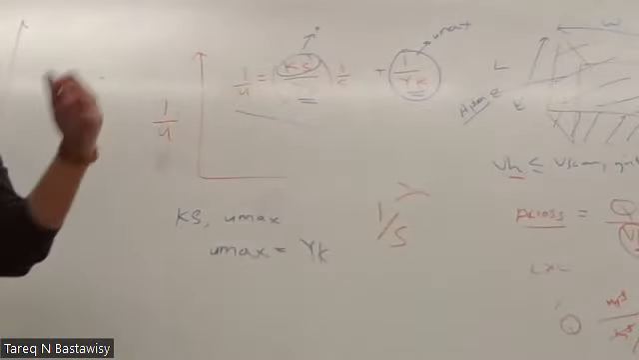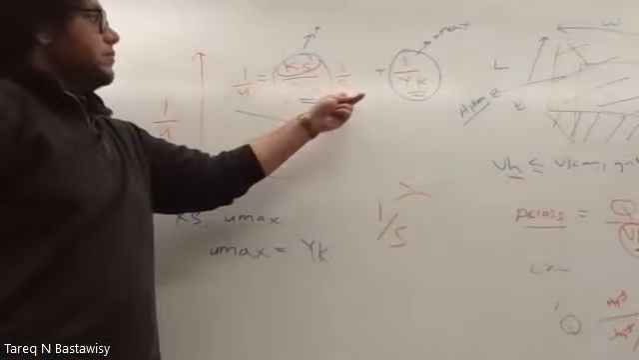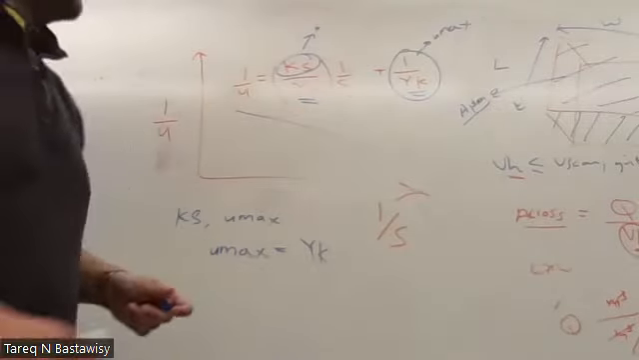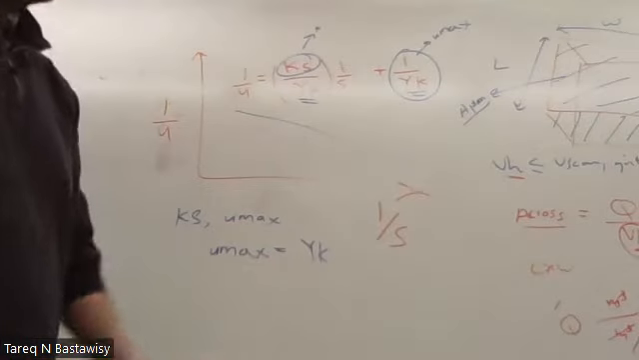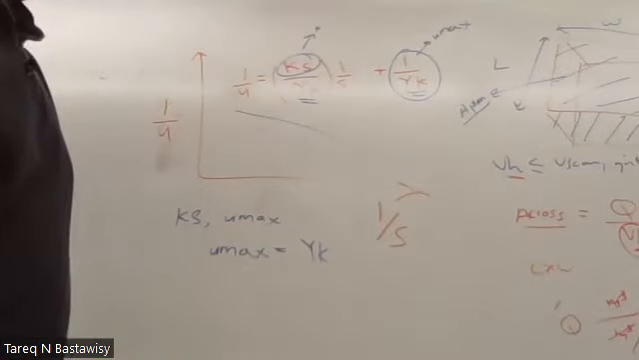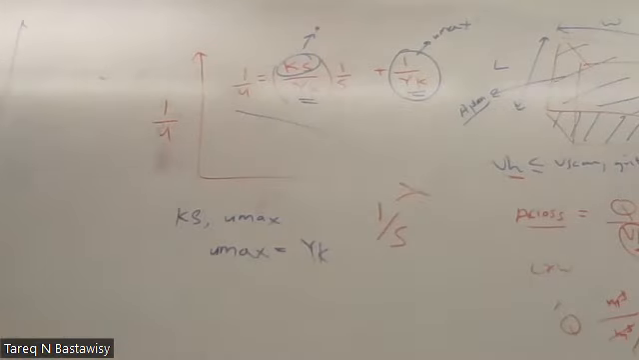Or it can also be your slope. That is K subscript S. I'm sorry, do you not use U max over two to get to the Ks? I just thought I remember seeing that somewhere. That was for the other plot, I think.